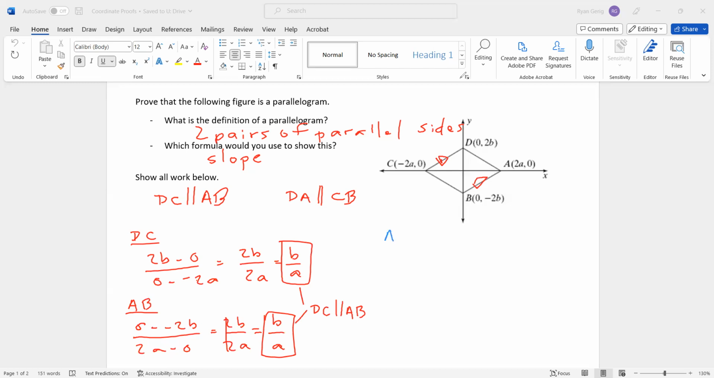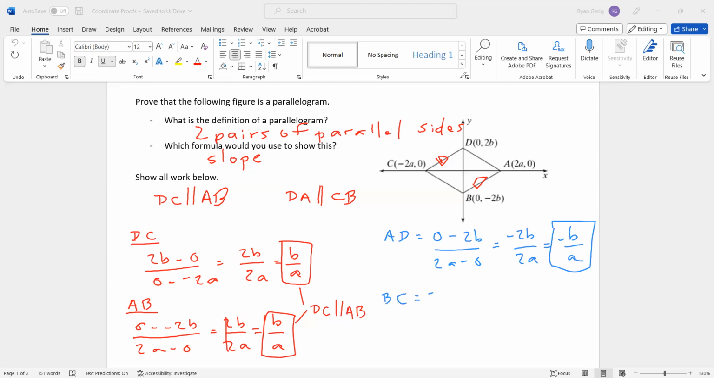So I'm going to look at AD. So X2, 0, minus 2B over 2A minus 0. So that's negative 2B over 2A. 2's cancel again. I'm left with negative B over A. And then I'm going to do last one, BC.